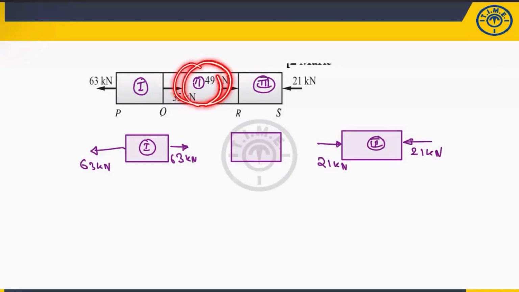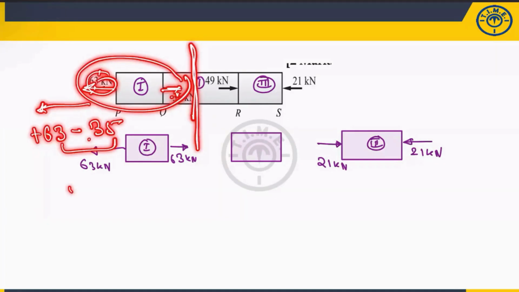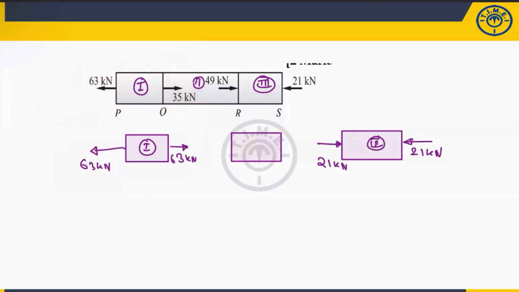Now comes the second part. Take the section, take the algebraic sum. What is the algebraic sum? 63 in this direction, which is positive 63. Or you can consider this direction as positive, then tensile. Then this is compressive, minus of what is this value? 35. So 63 minus 35 is 28 only. And 28 in which direction? This direction, because this magnitude is more. So this value will be 28 kilonewton.